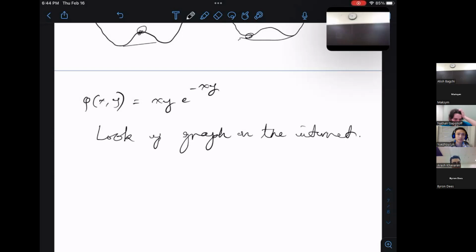Did anyone try? Oh, 3 dimensions. Yes, z is equal to xy. Let me see. Let me see, I have to go and look. Yeah, you see there are 2 maxima and 2 minima and the saddle one.